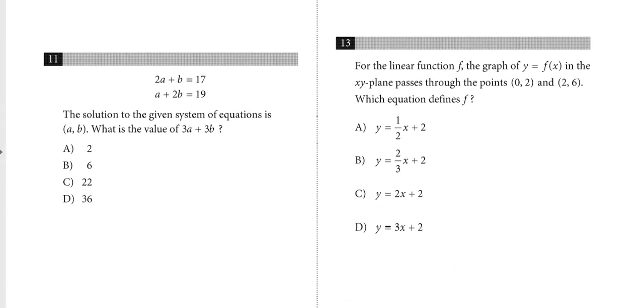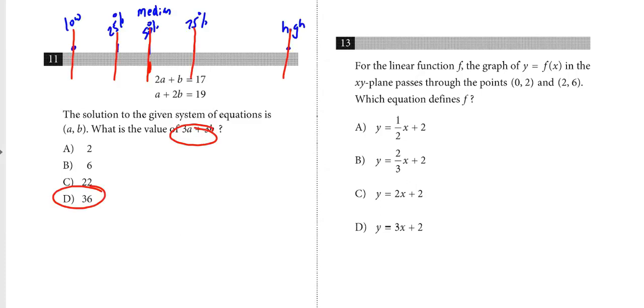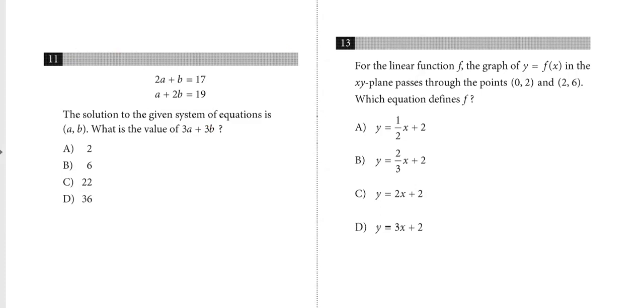Number 11, the solution to the given system is (A, B). What is the value of 3 times A plus 3 times B? So there's 2 ways to do this problem, all right? I'm going to take you through the traditional route, and then, of course, I got a shortcut for you. So the traditional route is I want to eliminate, I want to get either my coefficients for my A's or B's to be opposites, meaning that I want a -2 and a +2, so I can eliminate a letter. So maybe I'm going to multiply this bottom row by -2. So on the top, I'll leave it alone. And on the bottom, I multiply everybody by -2.